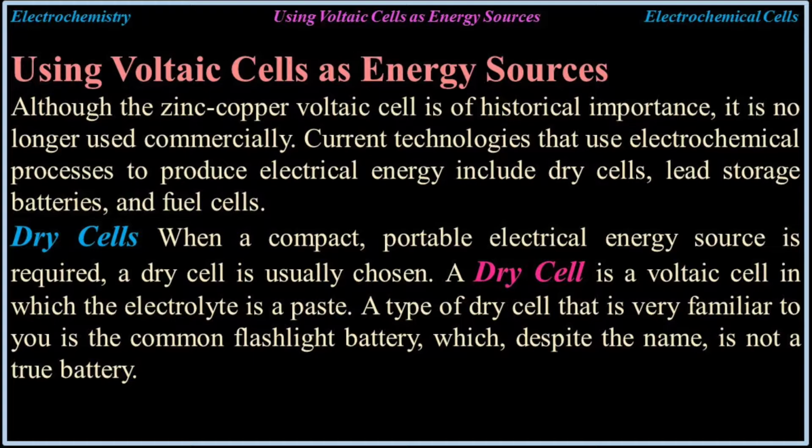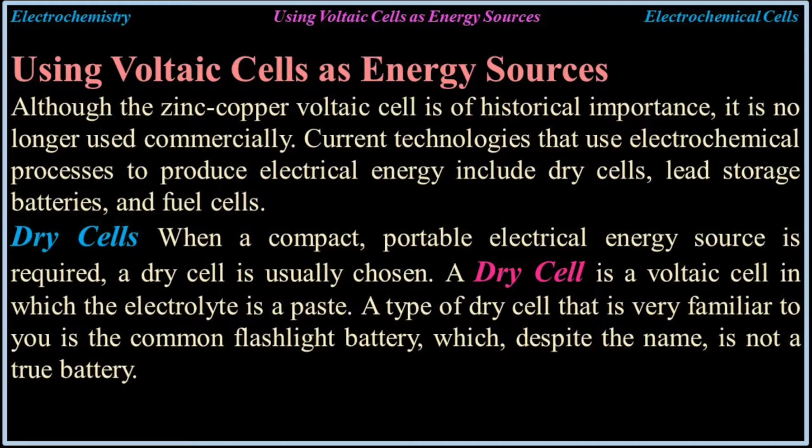Using voltaic cells as energy sources. Although the zinc-copper voltaic cell is of historical importance, it is no longer used commercially. Current technologies that use electrochemical processes to produce electrical energy include dry cells, lead storage cells, and fuel cells.